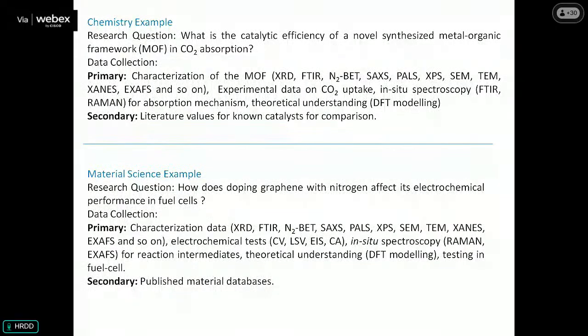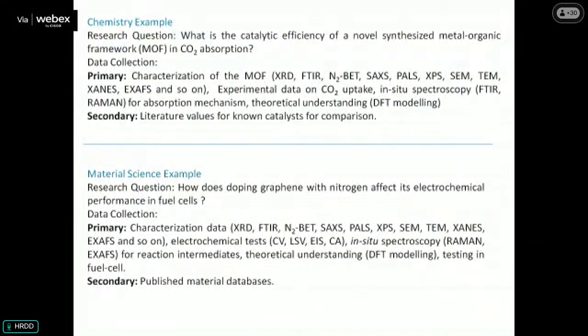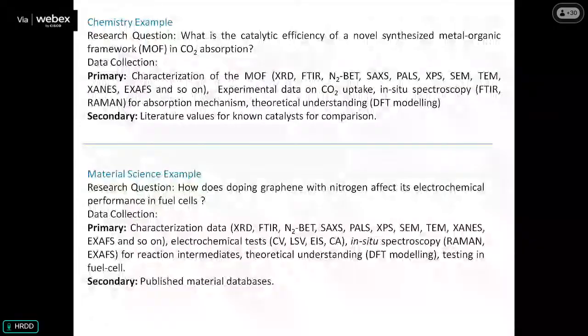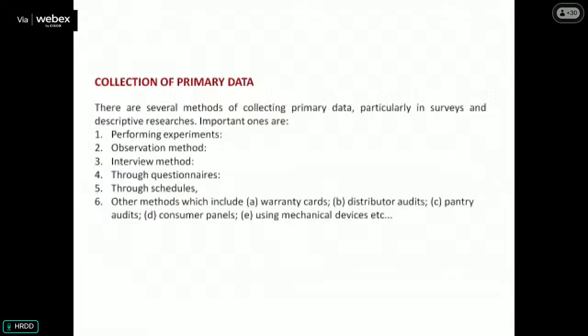Then here also you can do in situ spectroscopy and also theoretical understanding. And additionally, you can devise a fuel cell, design a fuel cell, and run your catalyst in it in fuel cell mode. Instead of just testing your material, you can go into device mode. Once you make a device, it becomes interesting or applicable. You show a demonstration in your thesis, so the examiner will be impressed that you have made a device at the end.